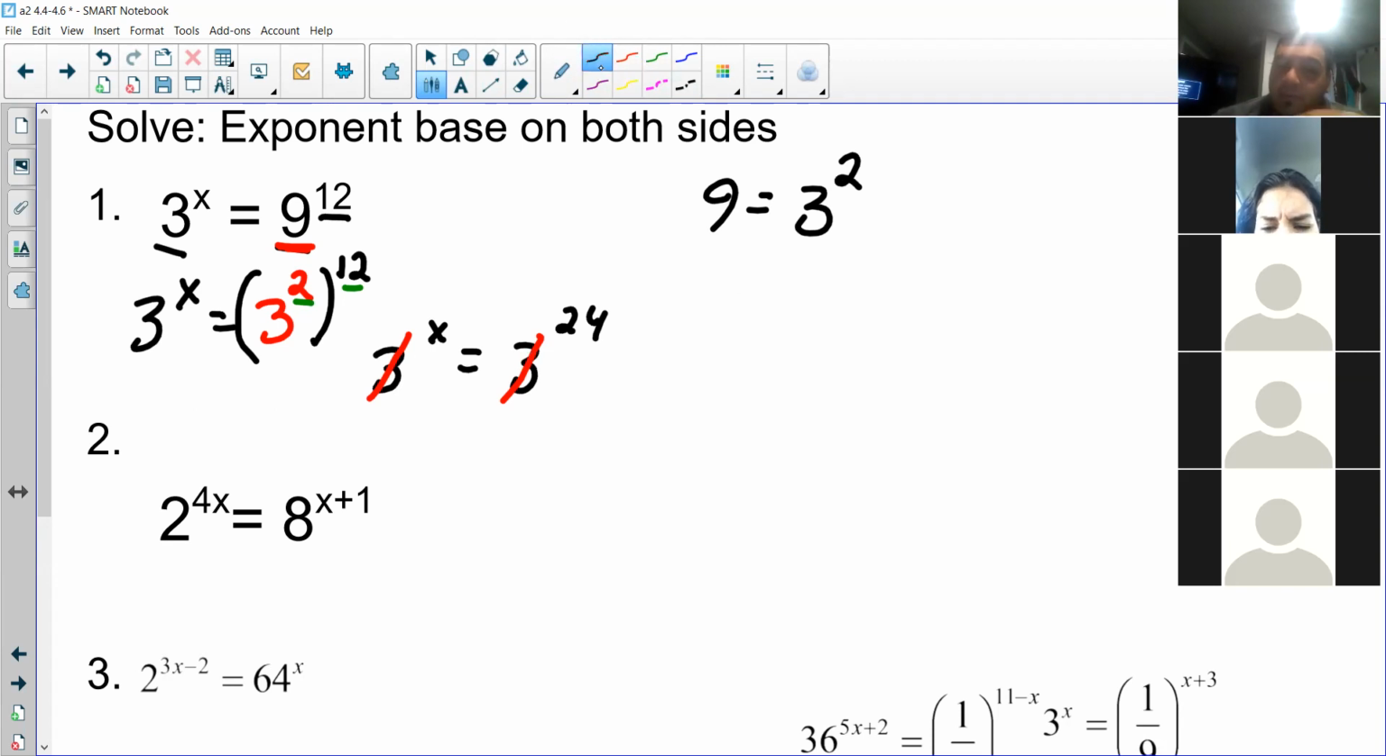Why are you crossing them out? I'm crossing them out because look, if it's 3 to the x power and 3 to the 24 power, what would x have to be? We could use a little mental math. What does x have to be? x equals 24. So what it means is because their base is the same, we could cross it out and do it. Now this one's very straightforward because it's just x equals 24. We'll see in the next one, you'll do a little bit of math or algebra with it, okay?